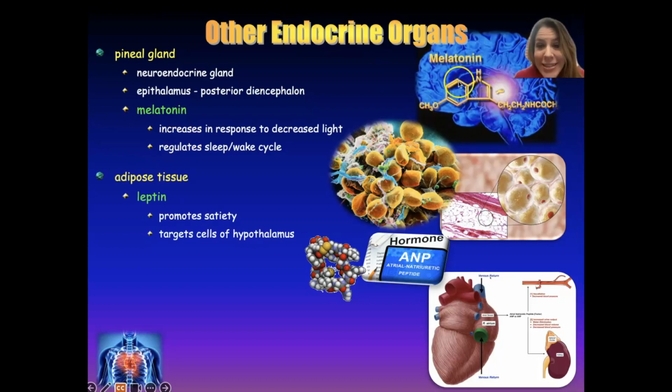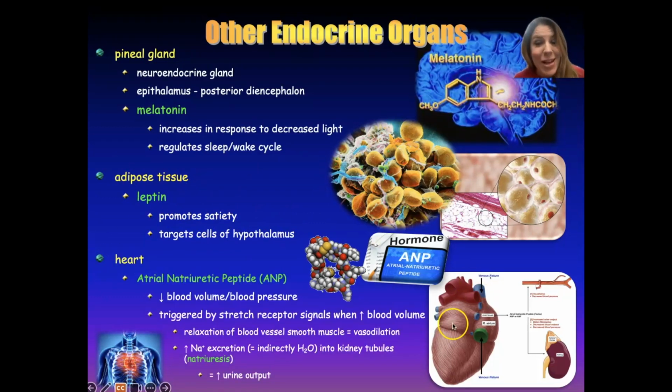Adipose tissue, fat, can also be considered to be endocrine because it produces hormones, including the hormone leptin. And leptin is the hormone that when it's produced, it tells your body that you're full. So it promotes satiety so you don't overeat. And how's it going to do that? Well, when it's released from fat, it will target the hypothalamus in the brain. That's going to say, okay, we're full, and stop encouraging eating.